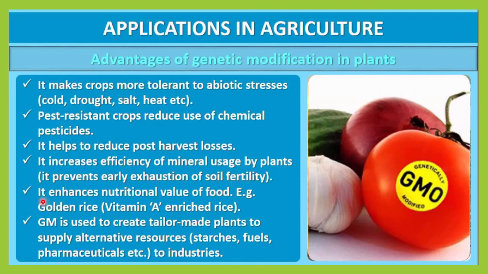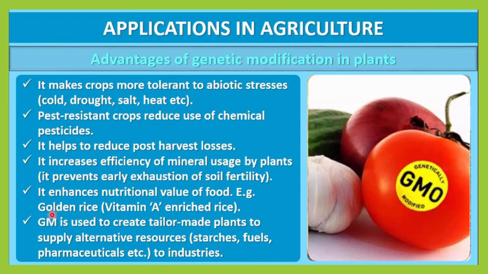And next one is it enhances the nutritional value of a food. For example, golden rice, you can improve food quality, crop quality also. We have already developed golden rice, which is rich in vitamin A, and that is also called vitamin A rich rice. Okay, so what is a golden rice?